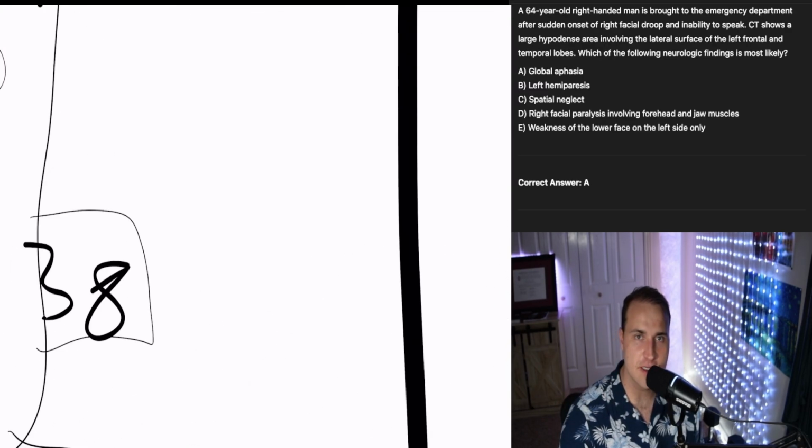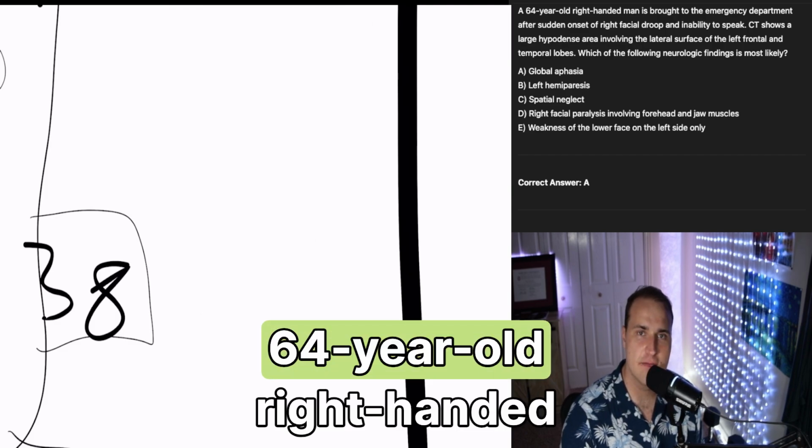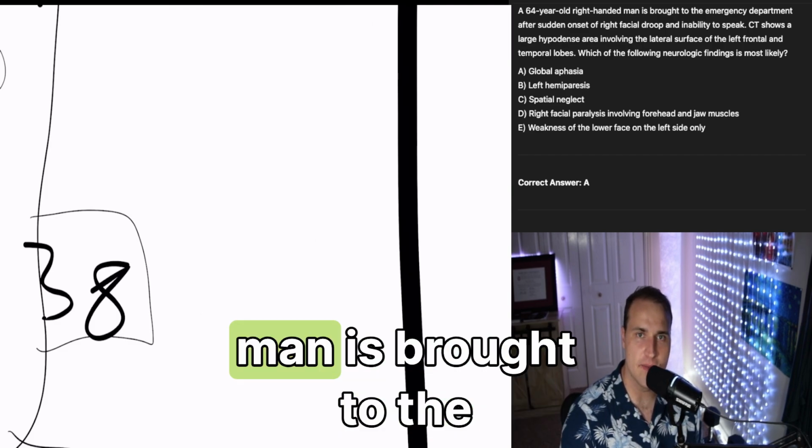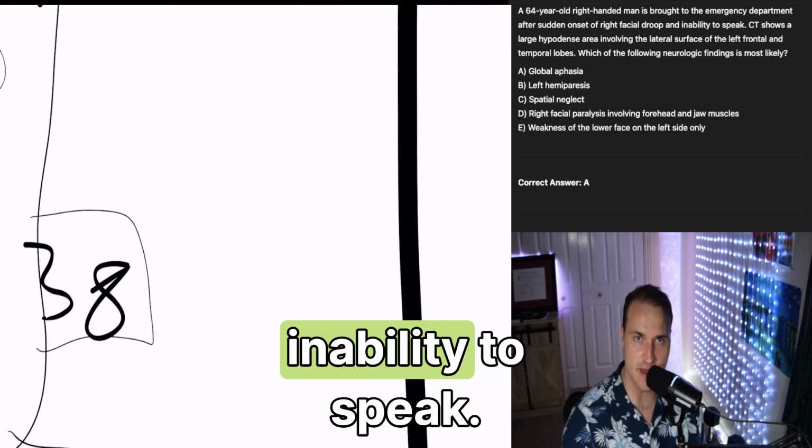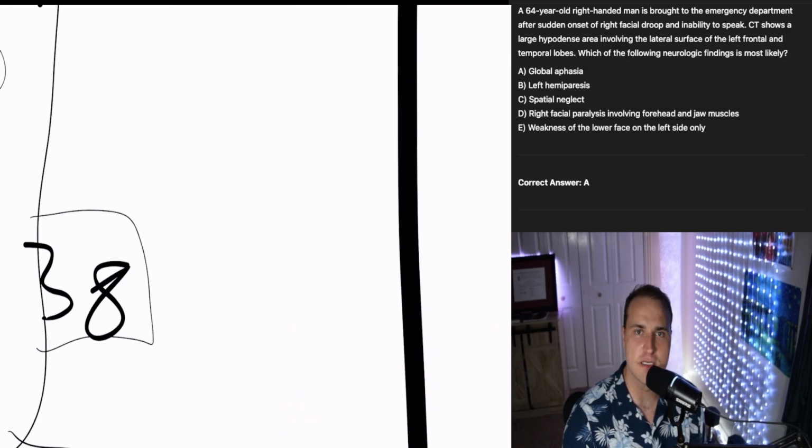Here's our next question and answer duo. We got a 64-year-old right-handed man brought to the emergency department after sudden onset of right facial droop and inability to speak. He shows a large hypodense area involving the lateral surface of the left frontal and temporal lobes. Which of the following neurological findings is most likely?